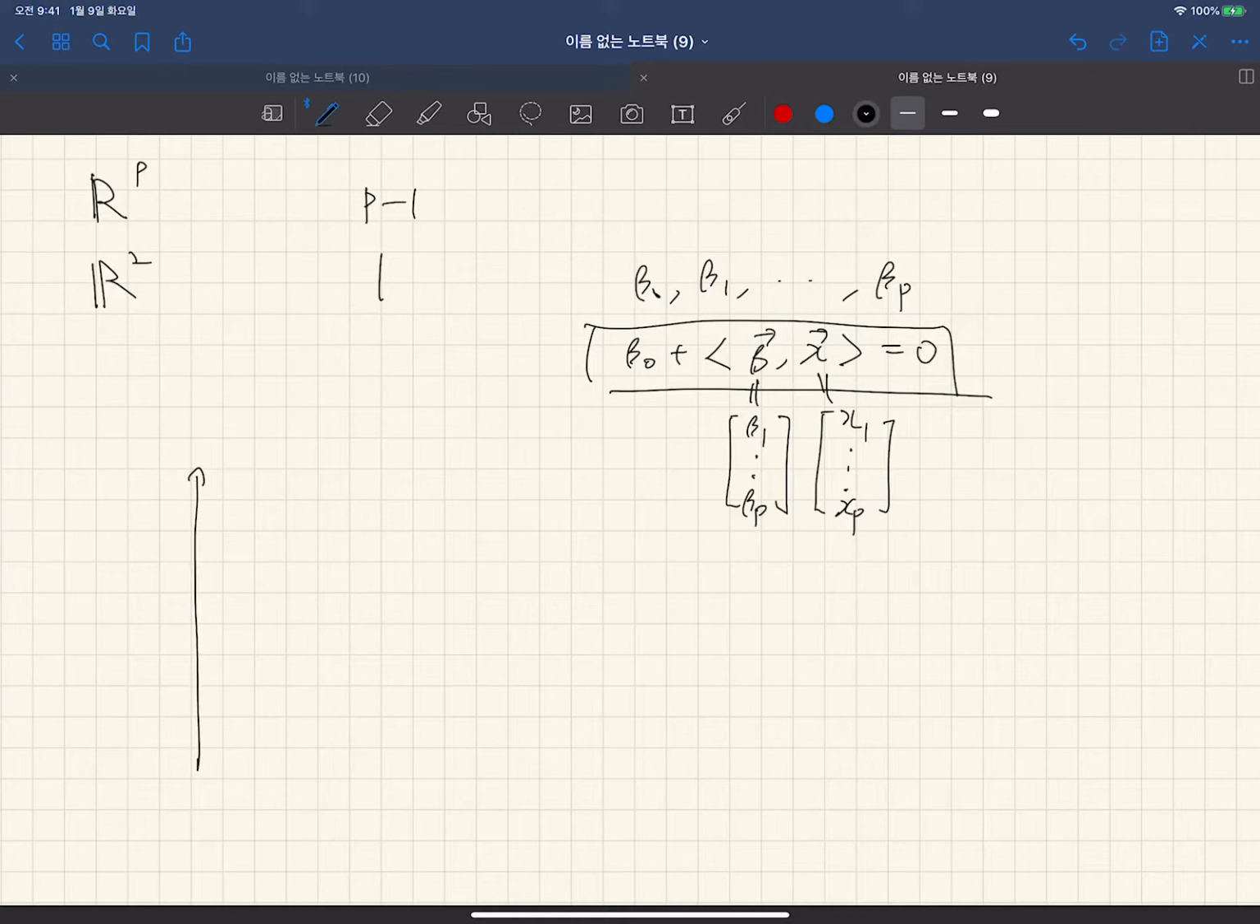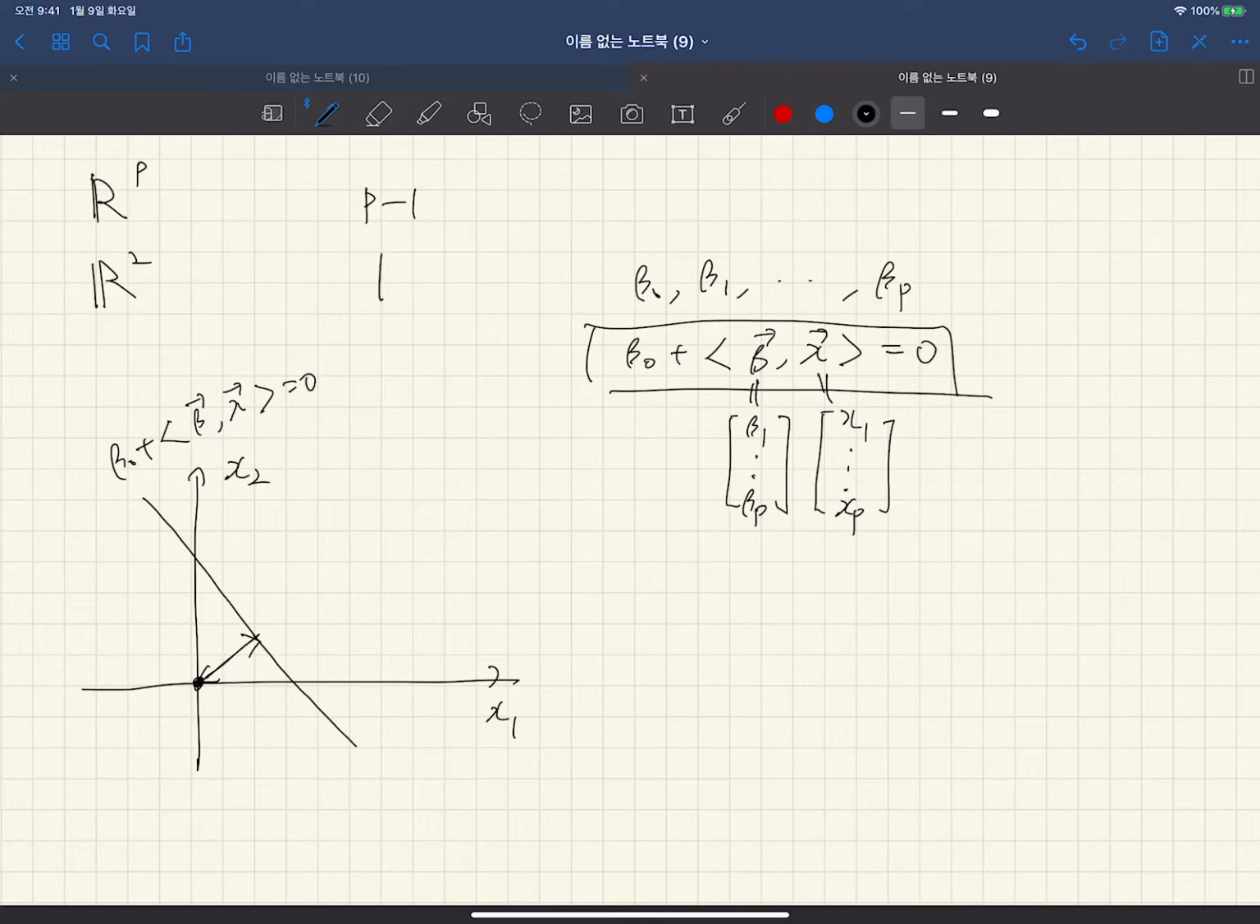So let's go back to the 2D space case. There is x1 and x2, and there is some hyperplane here, and the equation is beta 0 plus the inner product between the beta vector and the x vector equals 0. Let's assume we want to measure the distance between the origin and this hyperplane. How can we compute the distance? To calculate the distance, we have to find this point, which is the closest point to the origin, and we have to compute the L2 distance between the origin and the closest point.